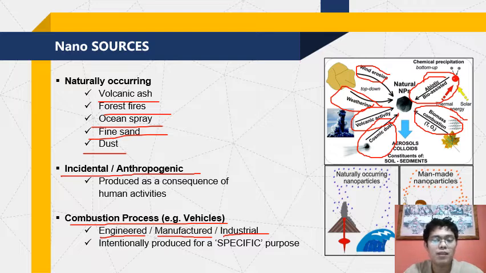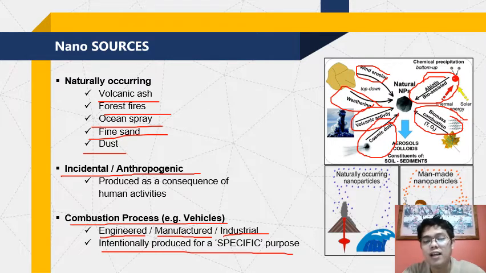And also, as I mentioned a while ago, nanoparticles or nanomaterials can be produced intentionally for a specific purpose. So they can be man-made. So they are made in laboratories. So for example, the graphene. Graphene can be artificially made out of graphite. And even the one that I mentioned a while ago, the quantum dots, they can be artificially made in a laboratory.